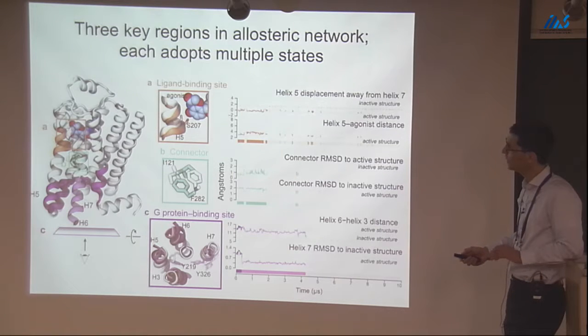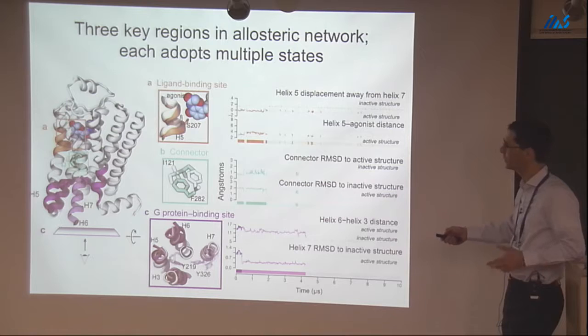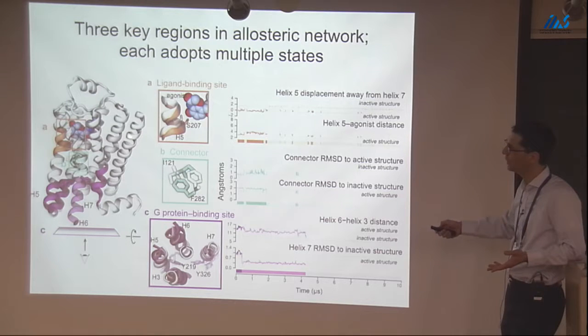So in a nutshell, here's what we find. Essentially we're trying to understand how the signal is transmitted from the classical binding pocket, the orthosteric site, to the G protein binding site on the intracellular side of the receptor. This is also an allosteric mechanism. Allosteric in a different sense from the allosteric modulators I talked about before, but there's communication at a distance between the binding pocket and the G protein binding site.